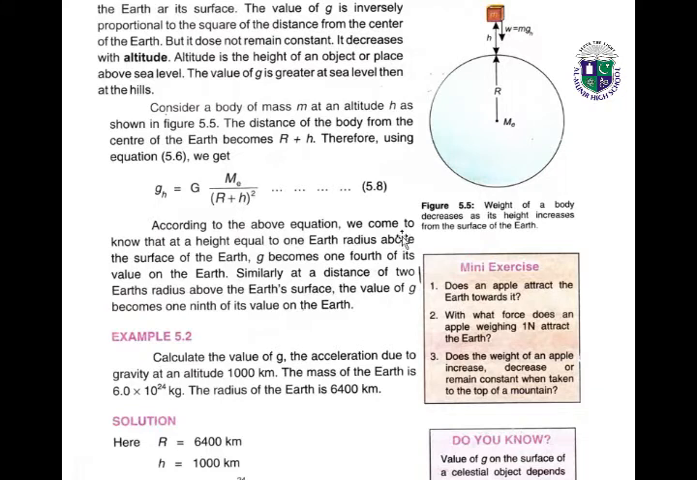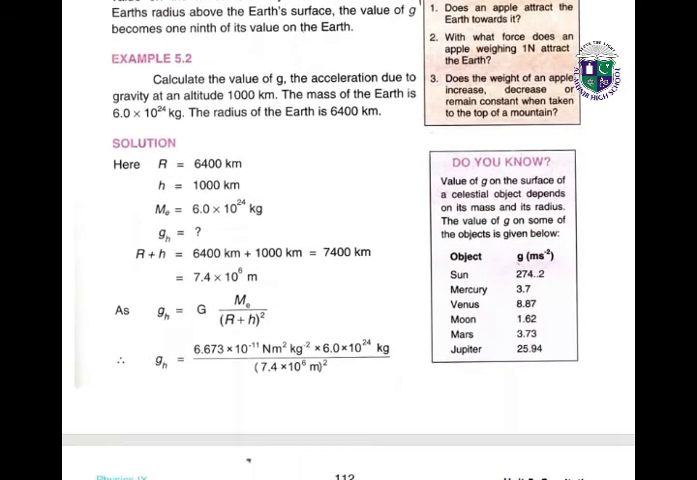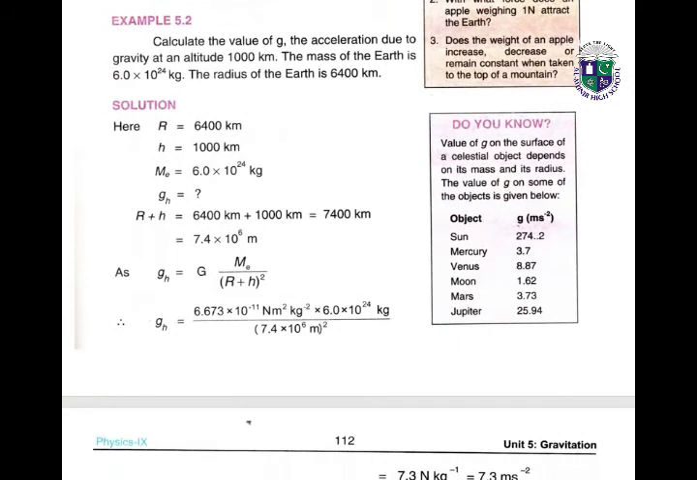According to the above equation, we come to know that at a height equal to 1 earth radius above the surface of the earth, g becomes 1/4 of its value on the earth. Similarly, at a distance of 2 earth's radius above the earth's surface, the value of g becomes 1/9 of its value on the earth. So in this way we can find the gravity at some altitude or height.